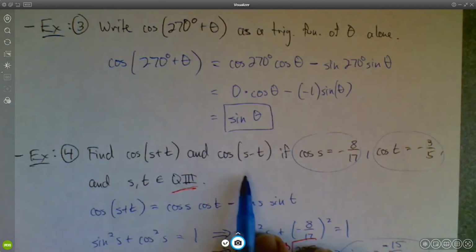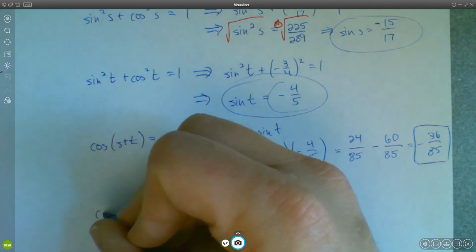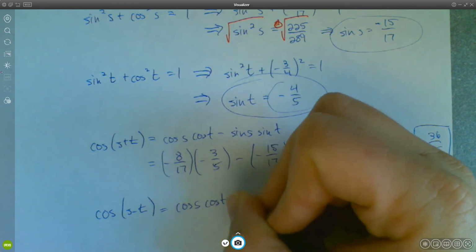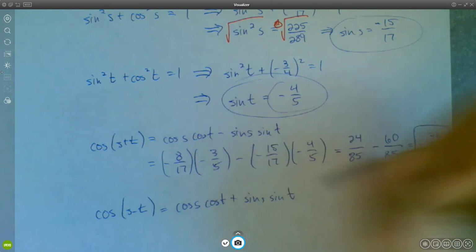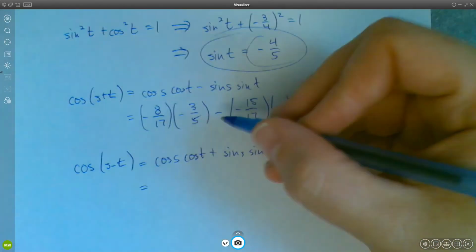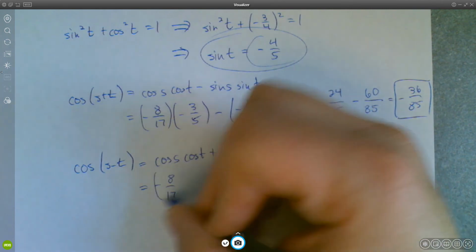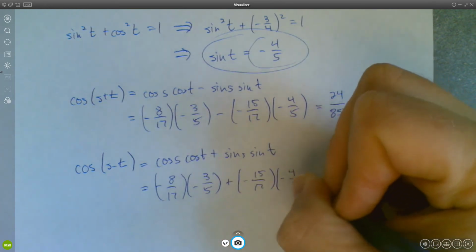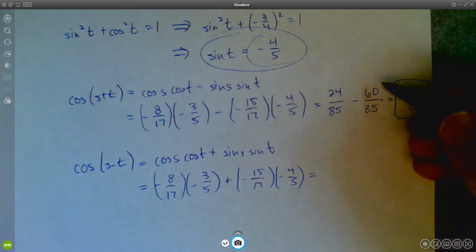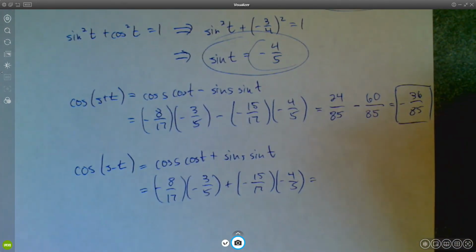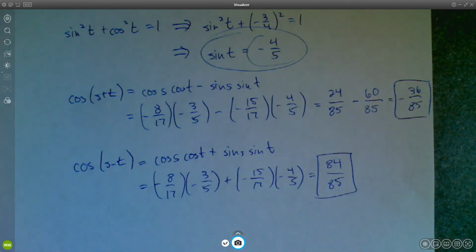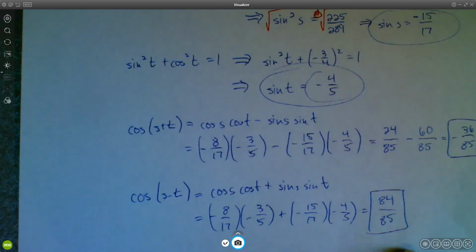We were also supposed to find cosine of s minus t, but hopefully you can see that that's practically done already, since cosine of s minus t is just cosine s cosine t plus sine s sine t. So it's just exactly the same as what we did a second ago, but we're going to change this to a plus sign. Okay, so that's 24/85 plus 60/85, so that should be 84/85, which is a very trig-like answer to get. Okay, that was a doozy of a problem.